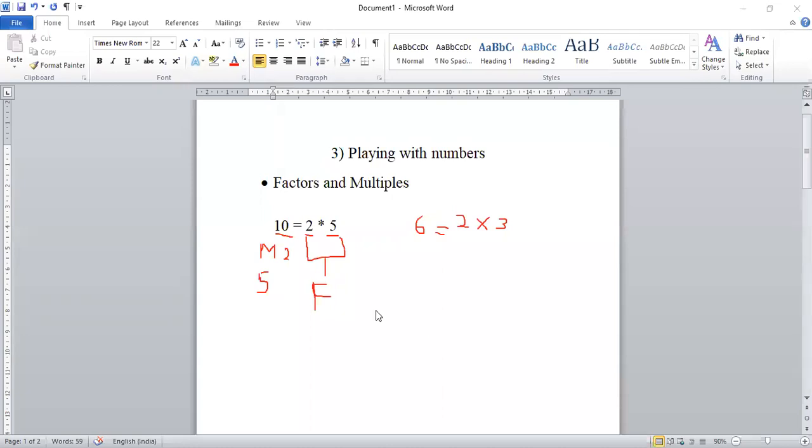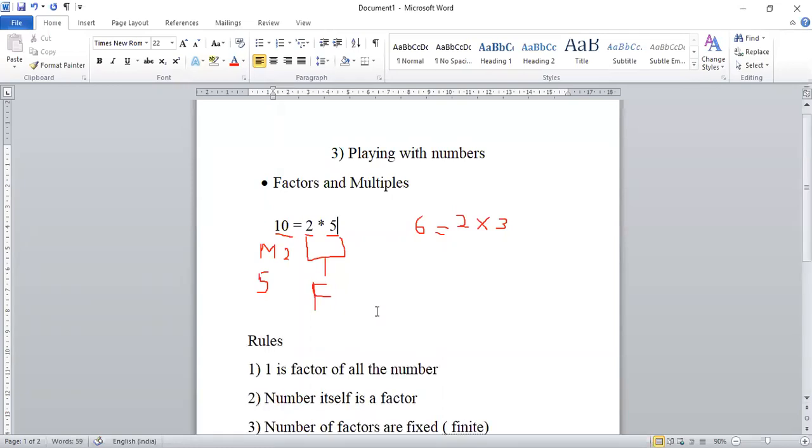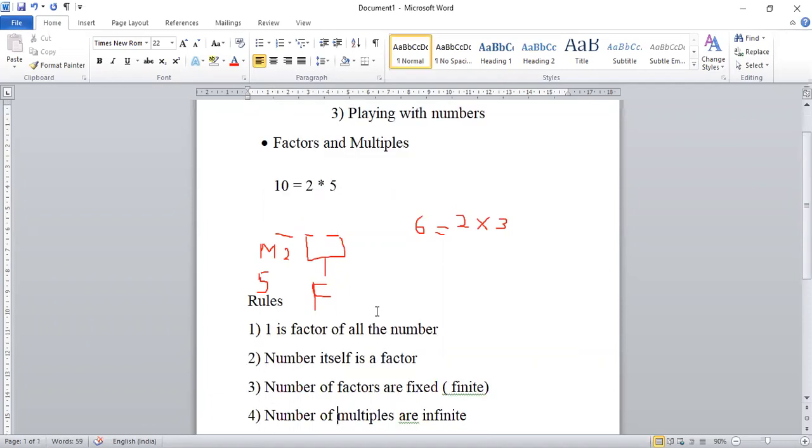Okay, now there are some rules of these factors and multiples. So let's see the rules of that. You can say rules or the properties also. Okay, so I'll erase this.